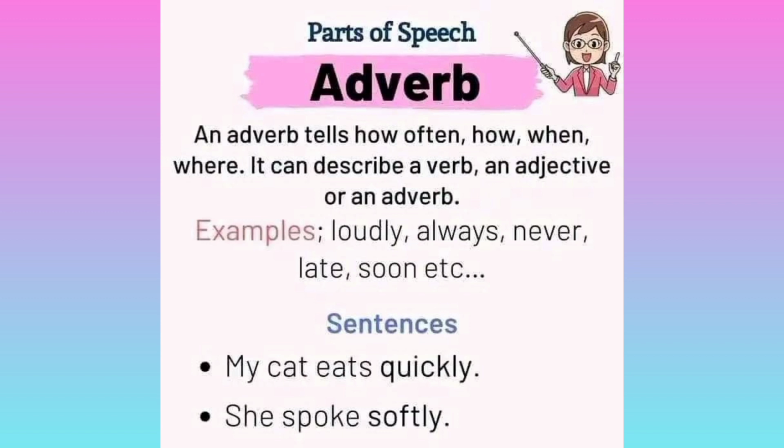Adverb. An adverb tells how often, how, when, where. It can describe a verb, an adjective, or an adverb. For example, loudly, always, never, late, soon, etc. Sentences. My cat eats quickly. She spoke softly.